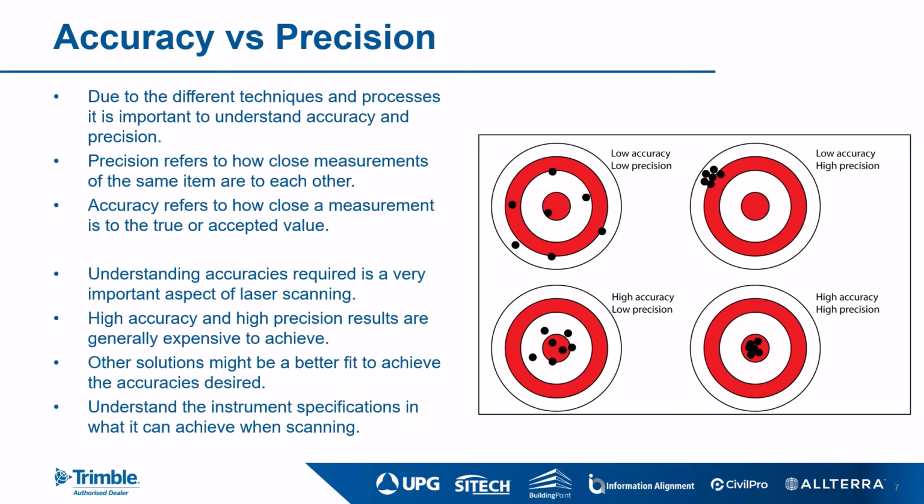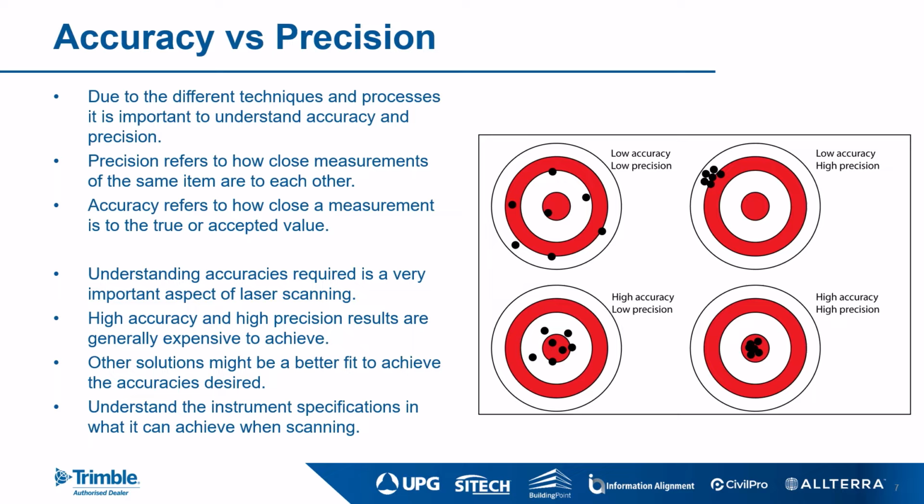Accuracy versus precision. We've all seen it and it's drilled into our understanding during our survey education. However, let's cover this off once more to be sure. Precision refers to how close measurements of the same item are to each other, while accuracy refers to how close a measurement is to its true or accepted location. In scanning, we generally want accuracy over precision. We certainly don't want low accuracy and high precision, as this will give us the wrong result.